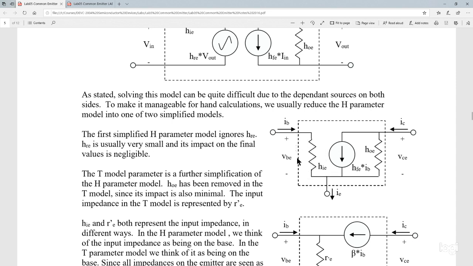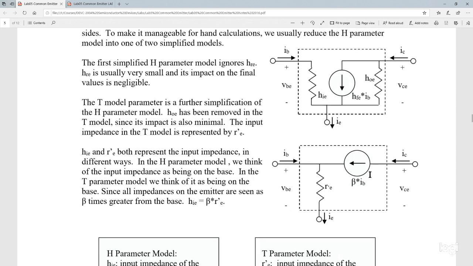You can see that the voltage source on the input is gone. That's the first simplification. The second simplification would be to take away HOE. Again, it has a small impact. It's there, but for most circuits, and for figuring out whether or not it's biased and what the gain is, it doesn't really make that big a difference. So we often throw that away too. So this is the H parameter model, and you can simplify it even further.